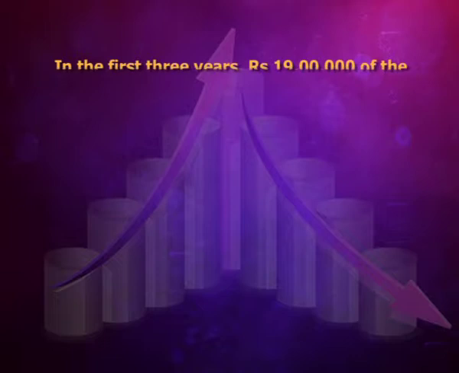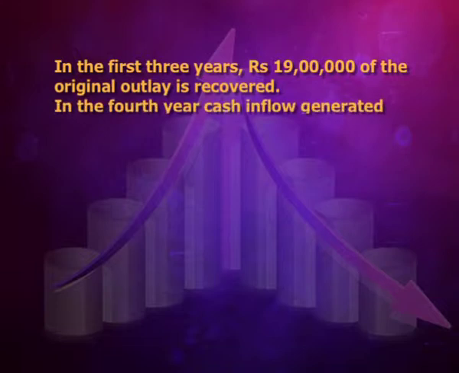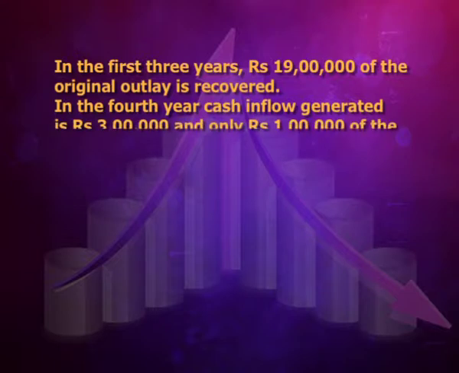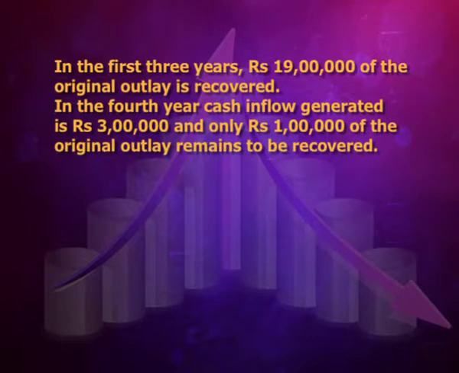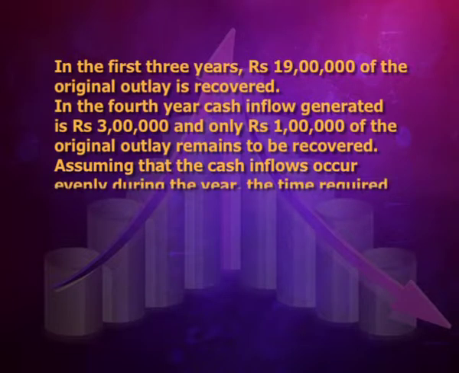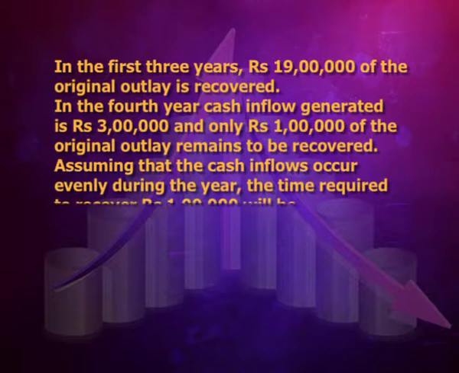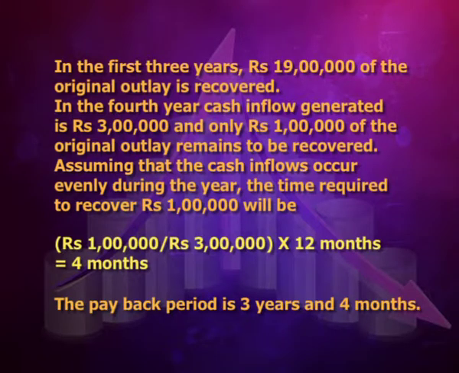When we add up the cash inflows, we find that in the first 3 years, rupees 19 lakhs of the original outlay is recovered. In the 4th year, cash inflow generated is rupees 3 lakh and only rupees 1 lakh of the original outlay remains to be recovered. Assuming that the cash inflows occur evenly during the year, the time required to recover rupees 1 lakh will be rupees 1 lakh upon rupees 3 lakh into 12 months, which will give you 4 months. Thus, the payback period is 3 years and 4 months.